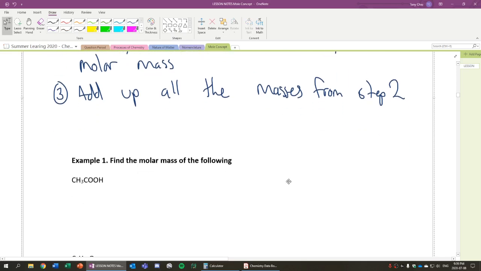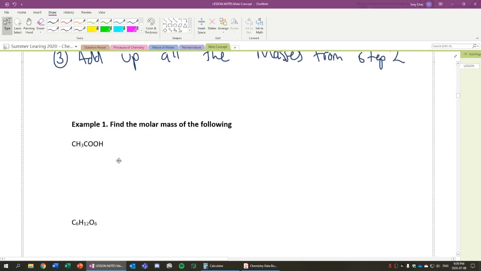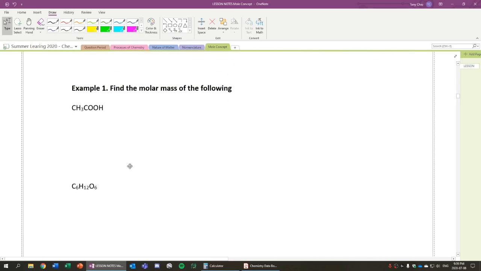So let's look at CH3COOH, which is acetic acid or vinegar. In this example, we have 2 carbons. So if I write this out, we have these elements: carbon, hydrogen, and oxygen. We have 2 carbons, which I'll highlight in yellow, 4 hydrogens, and 2 oxygens. So in total, we have 2 carbons, 4 hydrogens, and 2 oxygens.